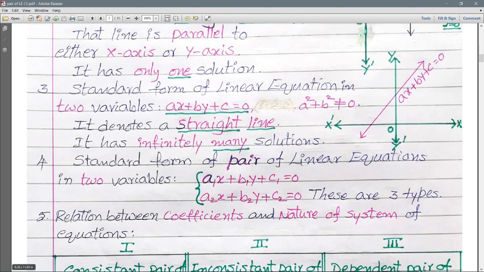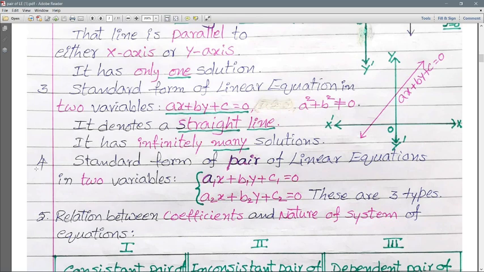Look at this diagram. Here it is the x-axis, y-axis and origin. This red line indicates a straight line. Its equation is ax plus by plus c is equal to 0. This is the equation in two variables. Here x and y are the variables and a, b, c are the arbitrary constants. Each and every point on the straight line is its solution. So it has infinitely many solutions.